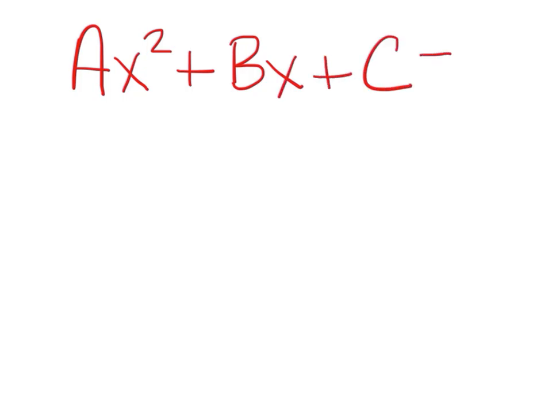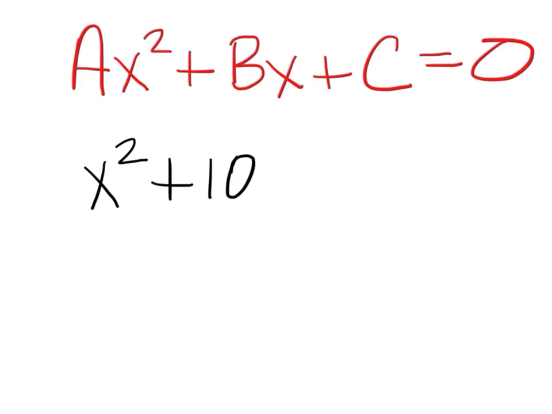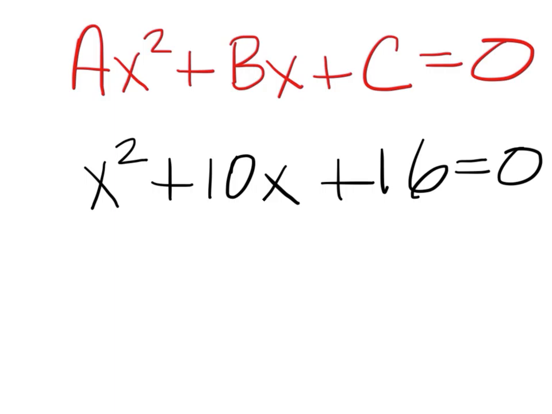Remember back when we first started quadratic equations that it is ax squared plus bx plus c equals 0. That is the general form of a quadratic equation. Here is an example quadratic equation: x squared plus 10x plus 16 equals 0.